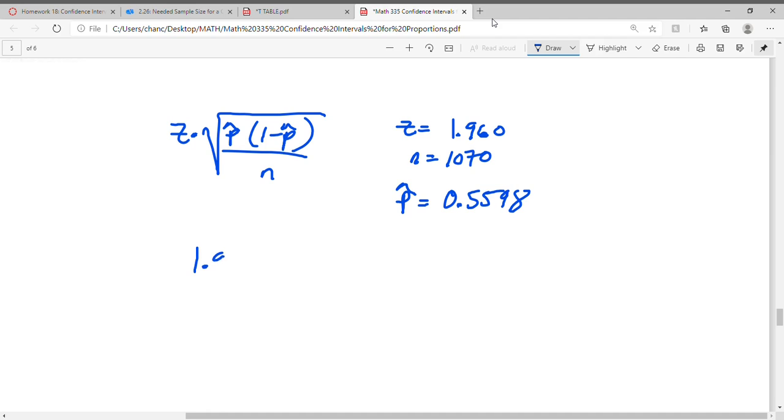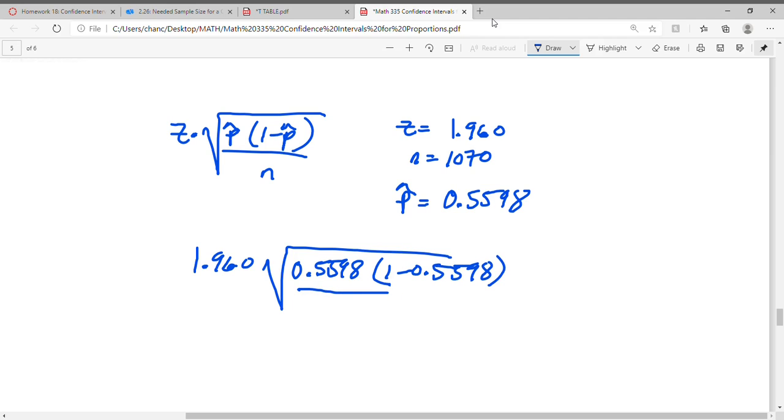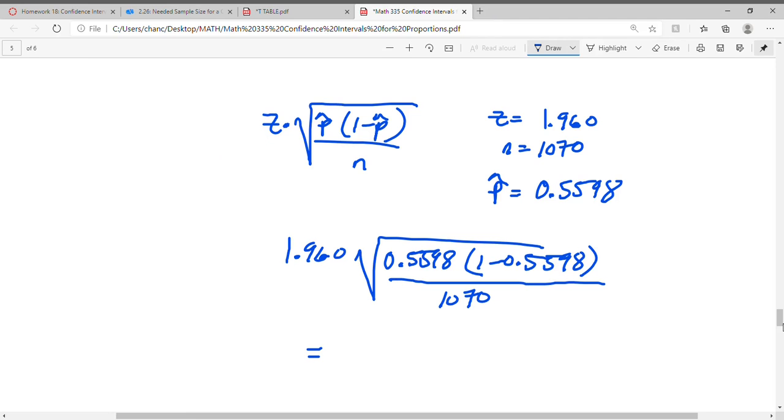Let's plug it in. I have 1.960 times the square root of 0.5598 times 1 minus 0.5598 divided by the sample size, 1070. Now let's enter the entire expression into our calculator. This gives me a margin of error of 0.0297. This is our margin of error.